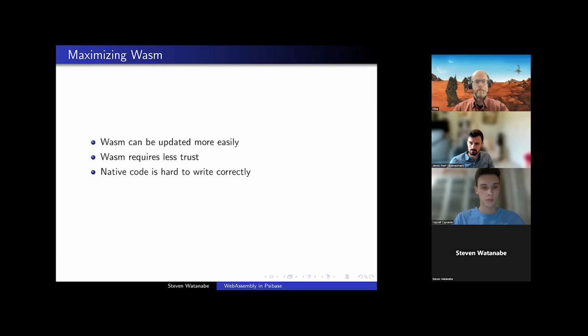Another reason for using WebAssembly is that WebAssembly is sandboxed and it requires a lower level of trust. So we can allow anyone to write extensions for the various pieces, not just a small trusted core of developers. And we can allow those extensions without compromising the security of the whole system.